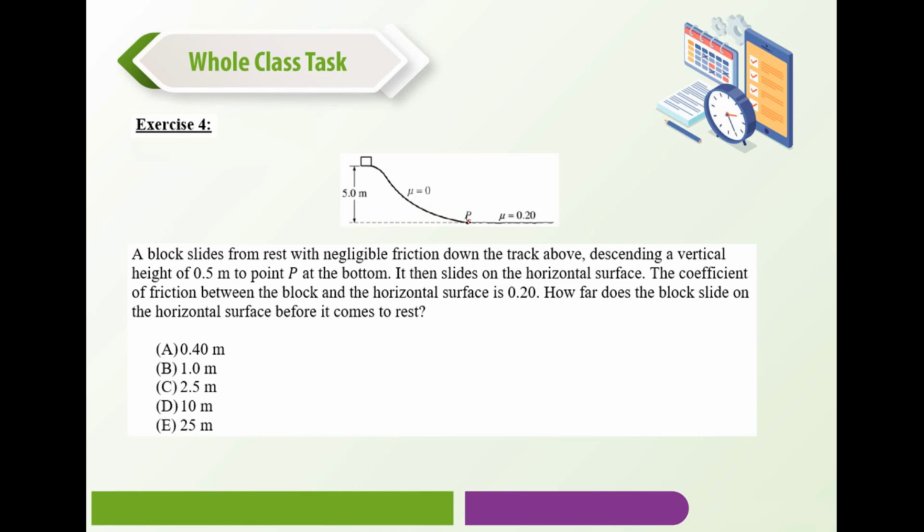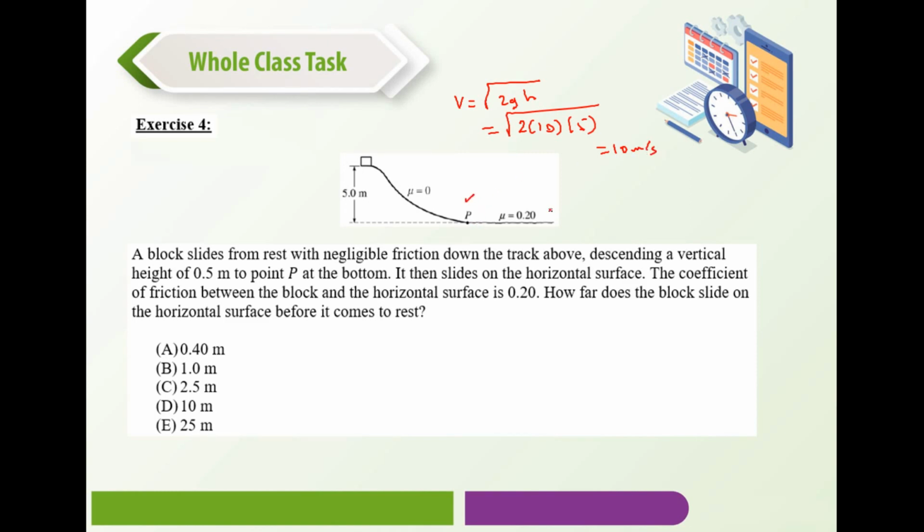Now, first of all, at the point P, we can directly determine the speed of the block since we know the height, and the speed would be given by v is the radical of 2gh, which is the radical of 2 times 10 times 0.5, and that would be 10 meters per second. So we know the speed at the point P.